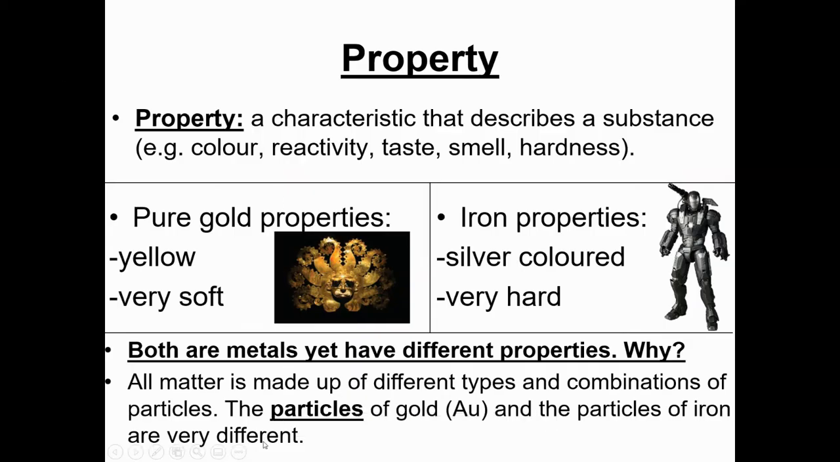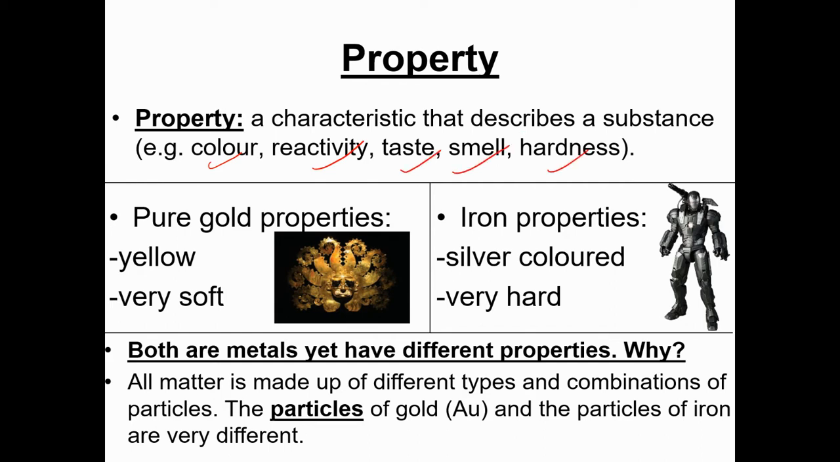In this video, we're going to take a look at properties. So as we saw already, matter is anything that has mass and volume. And in chemistry, we like to describe matter. To describe matter, we use what's called properties. So it's a characteristic that describes a substance. So it could be, for example, color, how something reacts, the taste, the smell, the hardness.